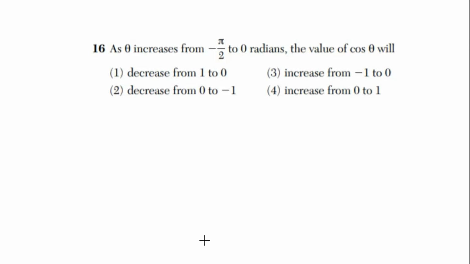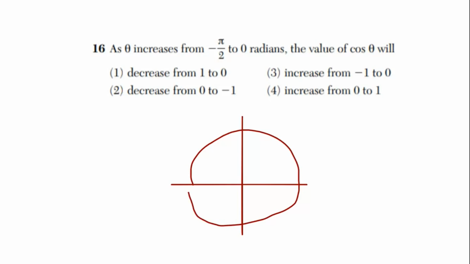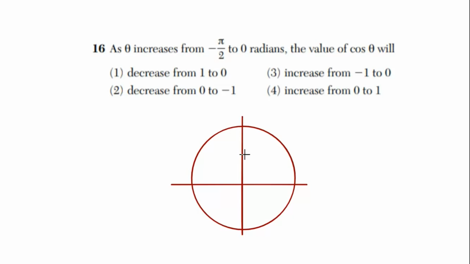So 16 is asking us, as theta increases from negative pi over 2 to 0, what's happening to cosine? I think the easiest way to do this is to draw a unit circle. So I'm going to try my best. Usually it autocorrects to a circle. Yeah, there we go. Unit circle just means that the radius is 1. So let's plot our points. This is not a perfect circle.